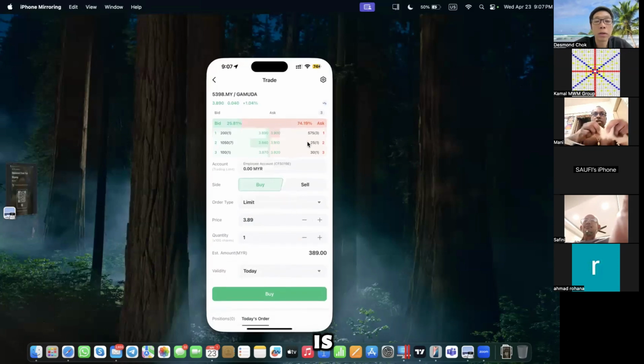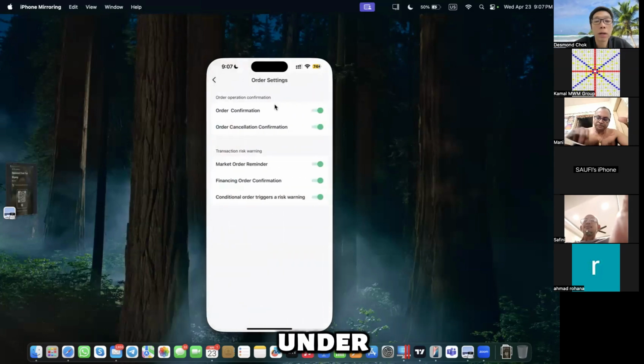Then this one, what else? So this one under the setting, you also can put here. Let's say you don't like the order confirmation or order cancel confirmation prompt, then you just can turn off all this. Okay.